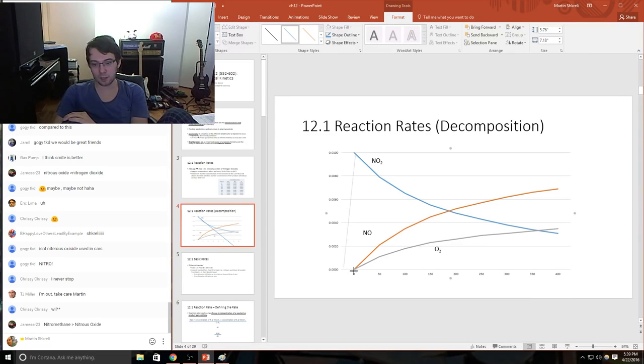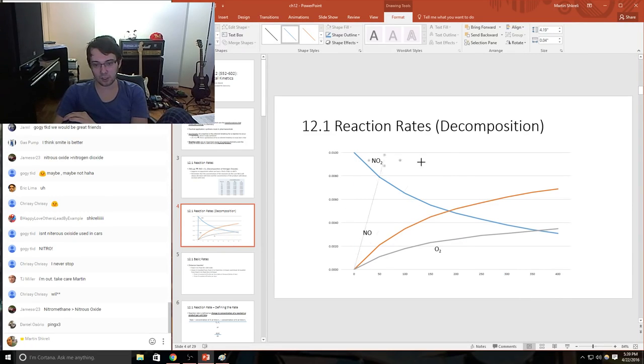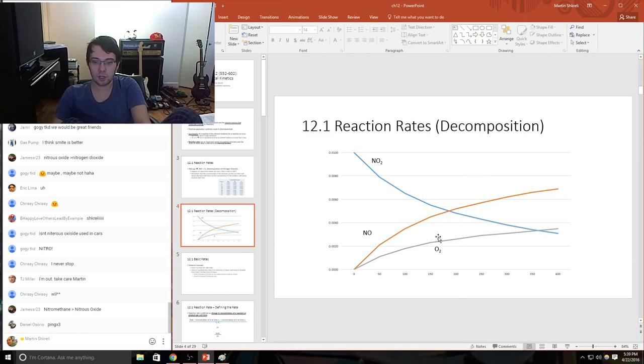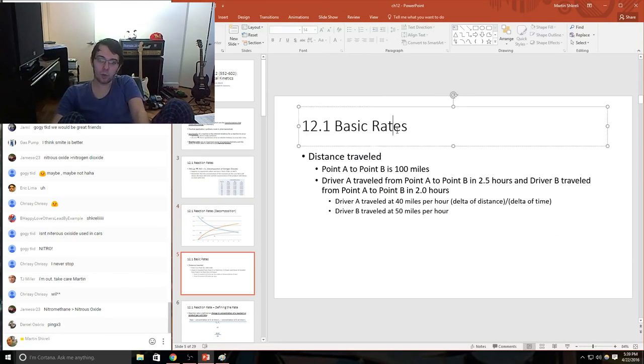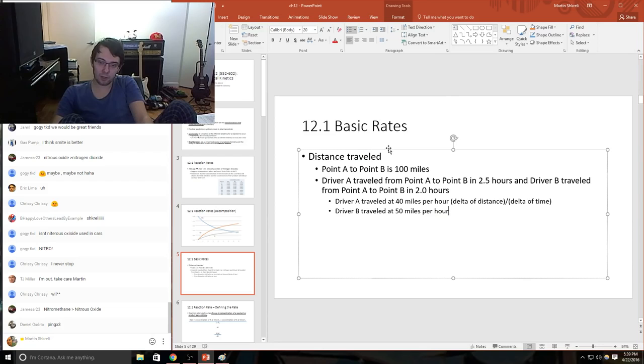And now the same applies to the products of the reaction. If we look at nitric oxide, it seems to slow down as well. And we're going to talk all about why in this chapter. One of the things we have to understand is, what is a rate? And I stumbled on this earlier.